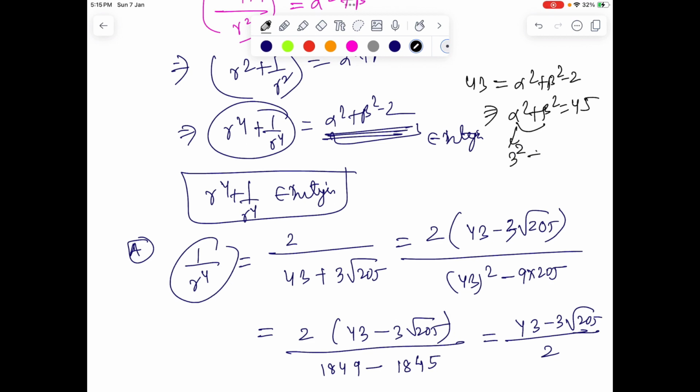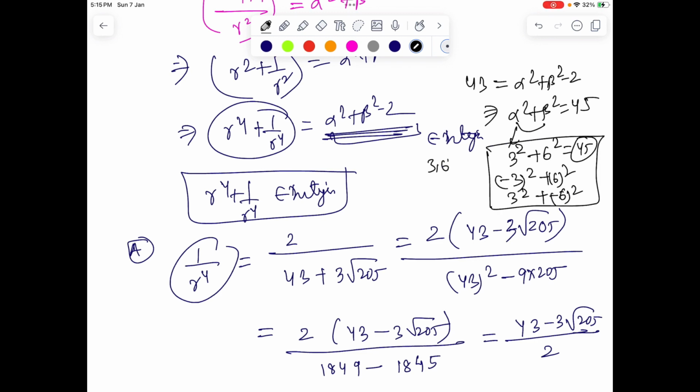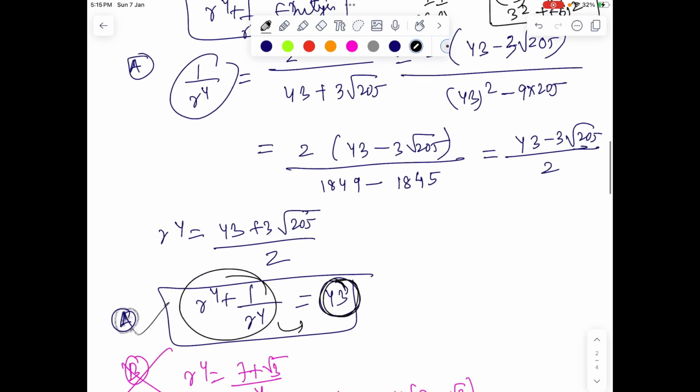So clearly alpha, if I take 3 squared plus 6 squared, is going to be 45. We'll have minus 3 squared plus 6 squared is 45. We'll have 3 squared plus minus 6 squared is 45, or minus 3 squared minus 6 squared is 45, or 6 comma 3, 45. So basically with 3 and 6 we have got 4 options, plus minus plus minus, and with 6 and 3 we have got 4 options, plus minus plus minus.